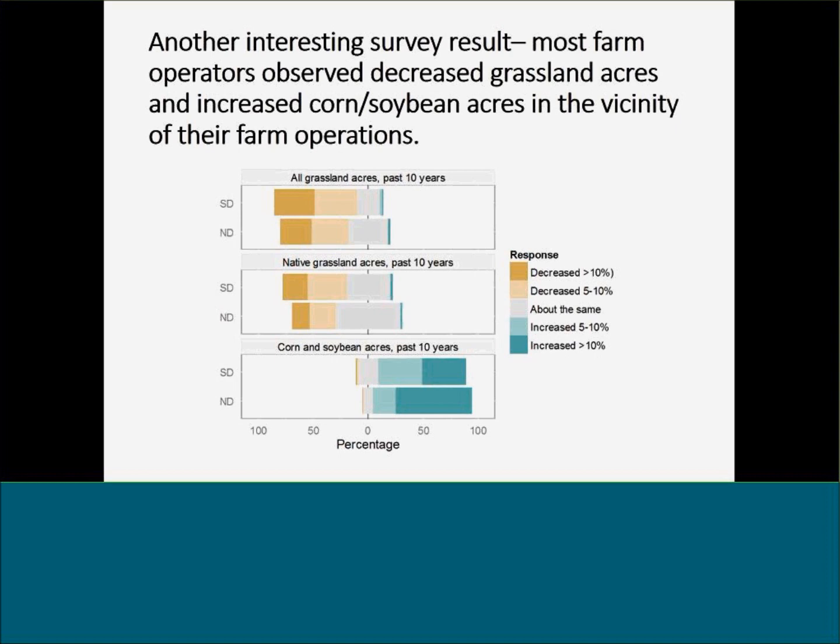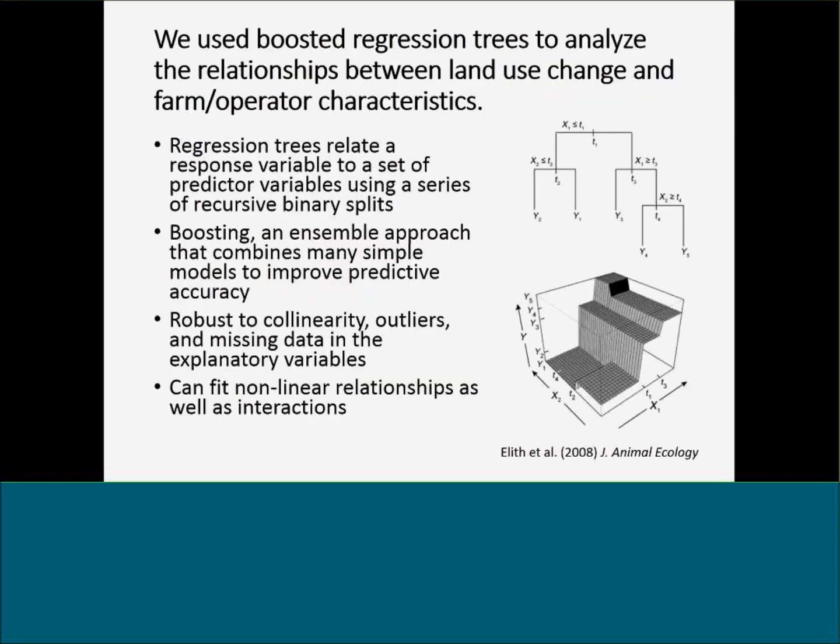If we're looking at the situation where there's actually a small subset of operators who are doing not just quite a bit, but most of the conversion, what are their characteristics? And so what we did was fit some models using a technique called boosted regression trees. It's getting pretty wide usage these days in ecology and biogeography. So some people here may be familiar with this.